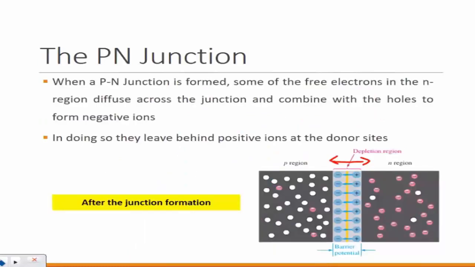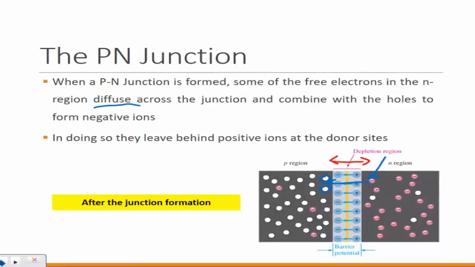So when a p-n junction is formed, some of the free electrons in the n region will try to cross the p-n junction and are attracted towards the holes. And the term used here is diffusion. Diffusion is a term used when, like in this case, the electrons are moving under the influence of heat energy, correct? So they are basically being attracted towards the positive holes in the other region.